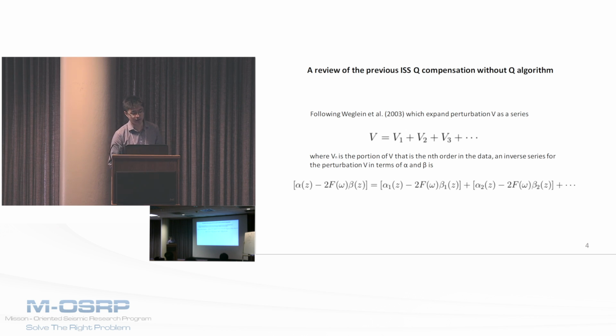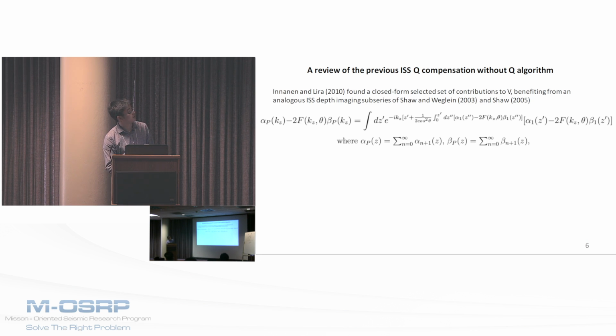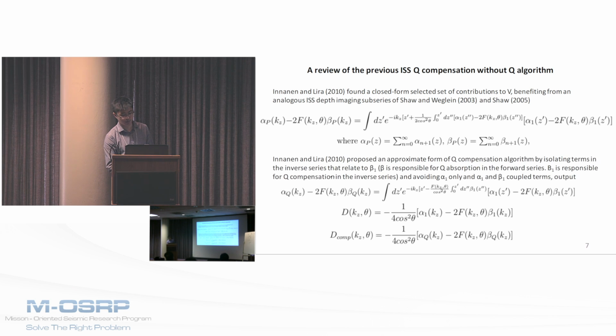So Yanglei and Lira found a closed form of a selected set of contributions to V, benefiting from the ISS depth imaging subseries. Here it shows they found a closed form. On the right-hand side is the linear term, which is related to the input data, and the left-hand side is the selected set of contributions to the perturbation.